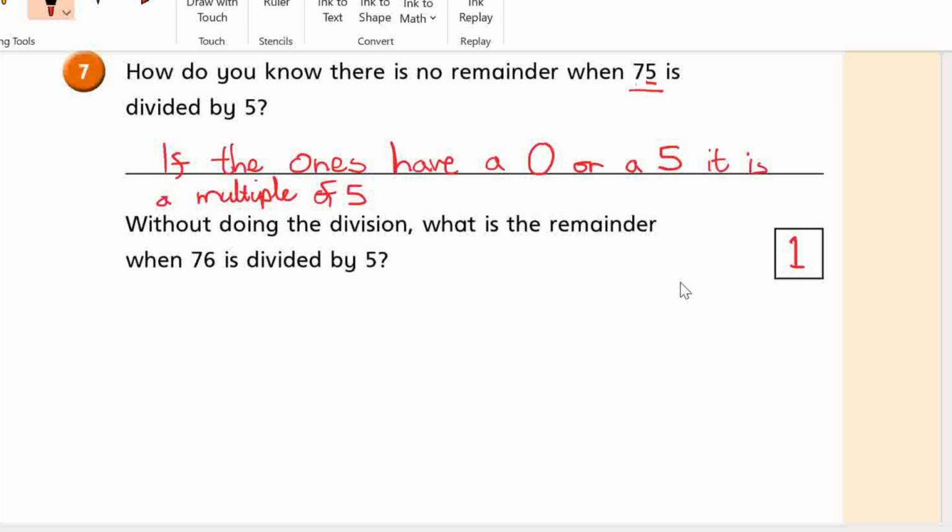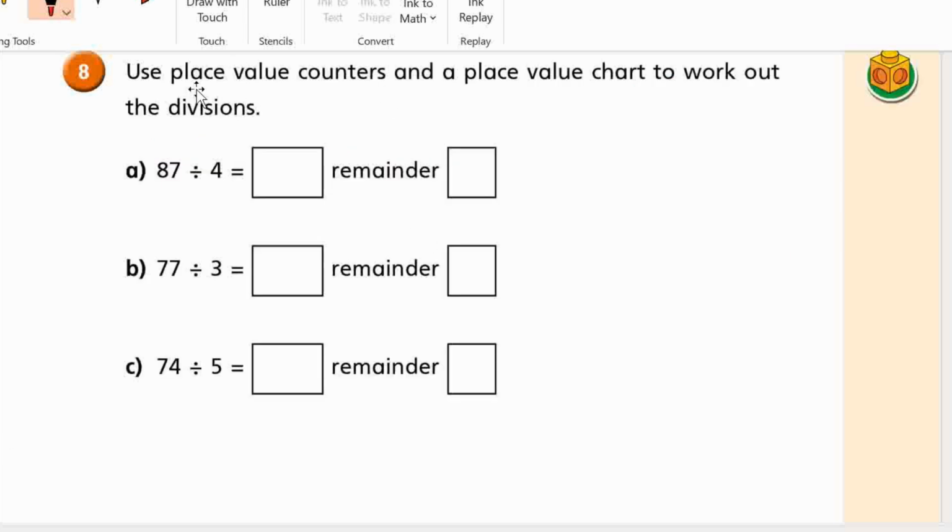Okay, 5 goes into 75, and 76 is just 1 more. That's how we know it. Okay, right. Use place value counters and a place value chart to work out the divisions.